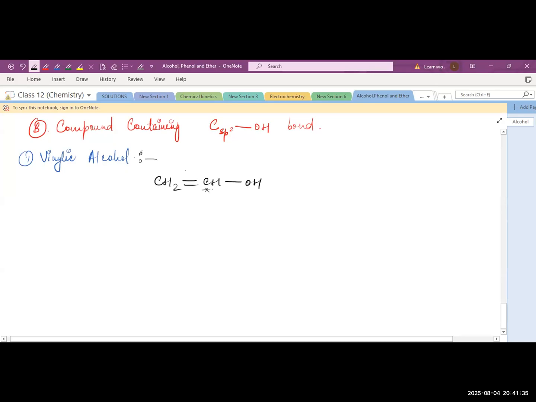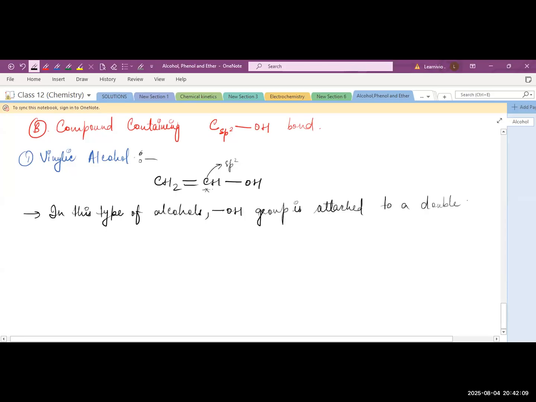So this carbon is known as vinylic carbon, right? And this vinylic carbon is basically sp2 hybridized carbon, right? So this is your vinylic type of alcohol. So write down, in this type of alcohol, OH group is attached to a double bonded carbon.